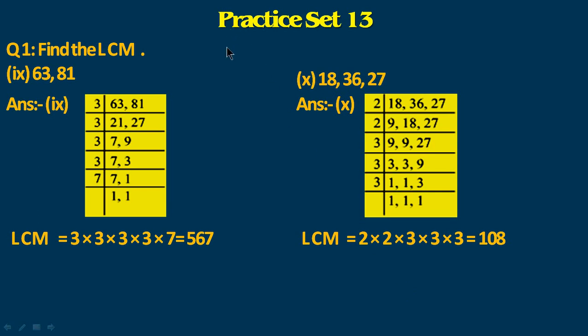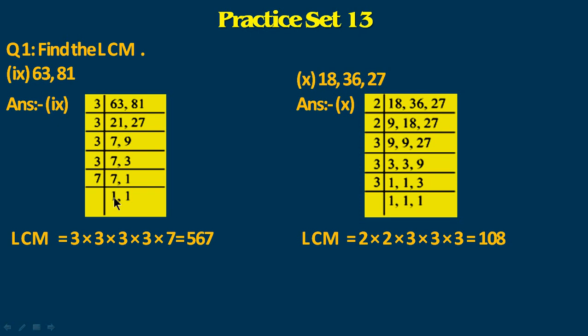Now another example, 63 and 81. Now 3 is common for 63 and 81. 3 21s are 63, 3 27s are 81. Next line you can see 21 and 27. Again it is divisible by 3. 3 7s are 21, 3 9s are 27. 7 and 9, now 3 3s are 9. 7 will be taken down. Again 3 is there, 3 1s are 3. And 7 will be taken down. Again 7 1s are 7.